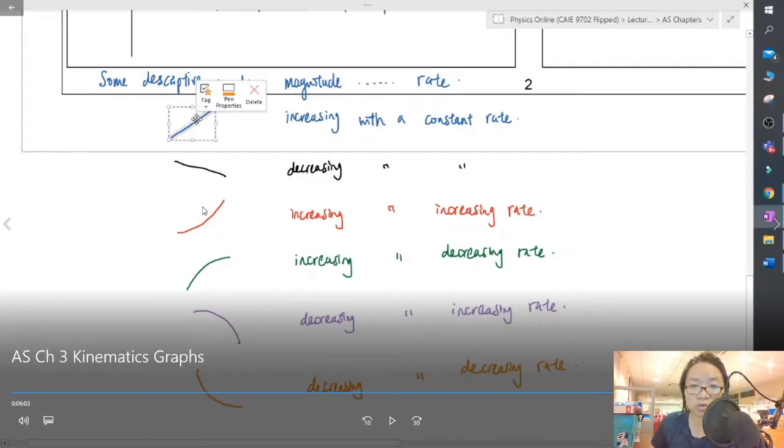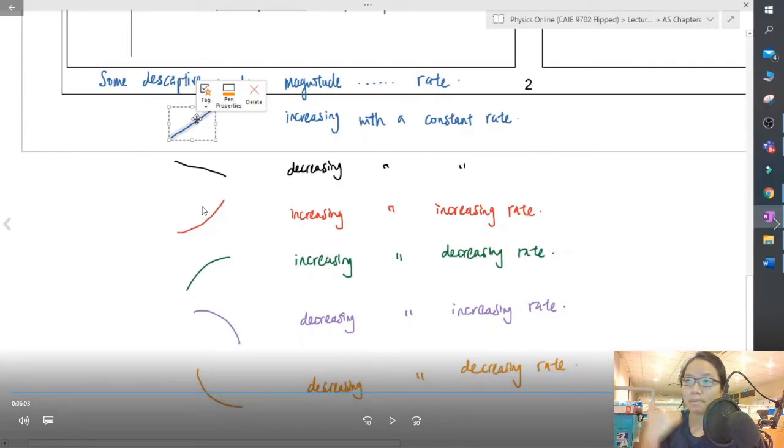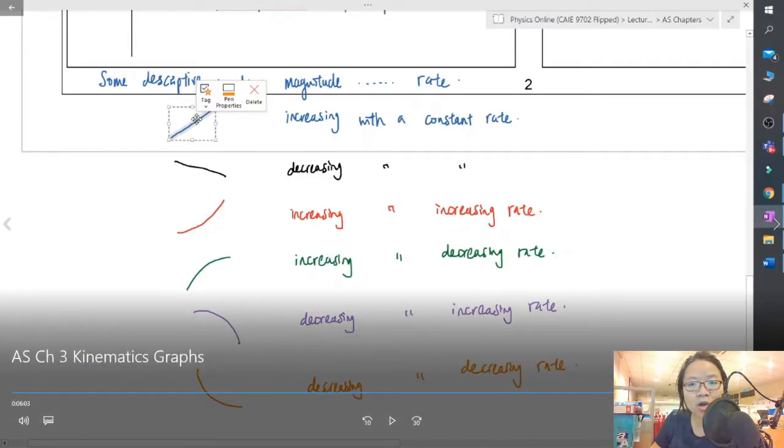Whether it's increase or decrease also depends on the quadrant. So always remember, whenever we talk about the magnitude, it increases or decreases depending on the actual absolute value itself. In physics, negative 4 is bigger than negative 2. It's not because you owe me money. Not that concept.